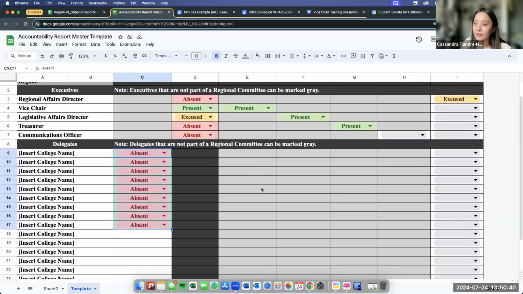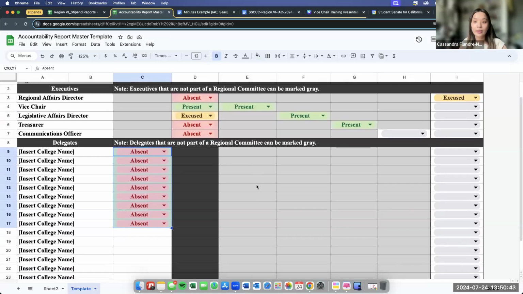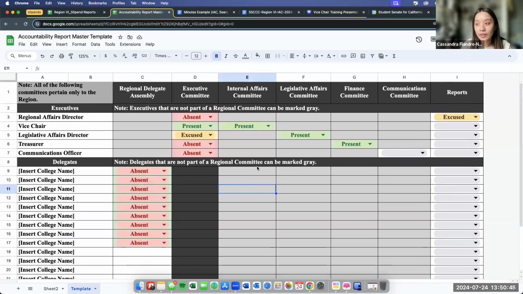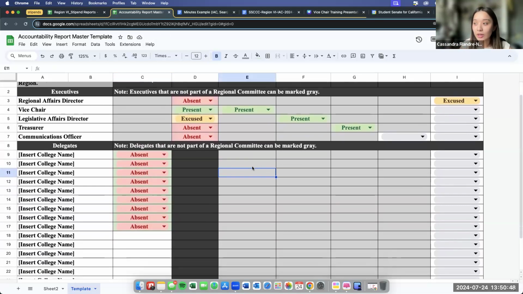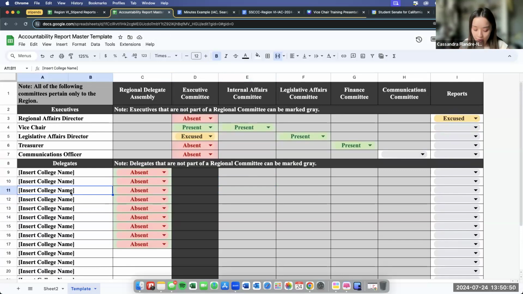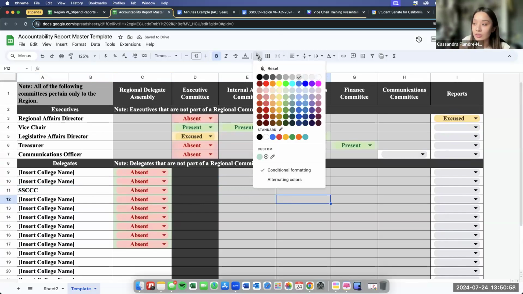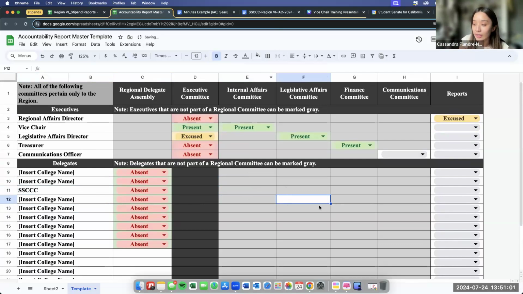And one thing to note is when the term starts kicking up and delegates are assigned to regional committees, that's when you'll need to update the accountability report with what committee they are. So say this person, SSCCC, pretend this is a college and this college signed up to be part of the Legislative Affairs Committee, then what you'll need to do is go through and remove the gray and update it with a chip here, so that you can know, okay, this SSCCC was assigned to the Legislative Affairs Committee and they were present or they were absent. So that's what it's going to look like for you all.